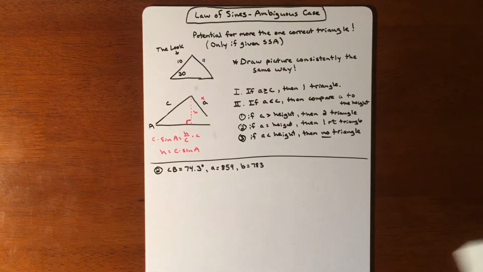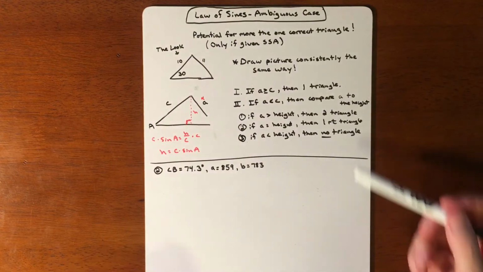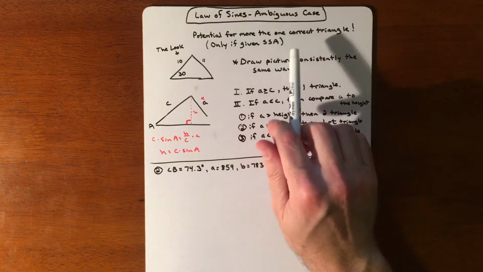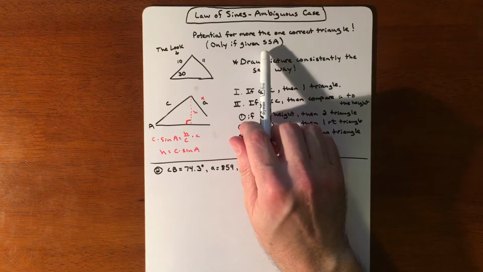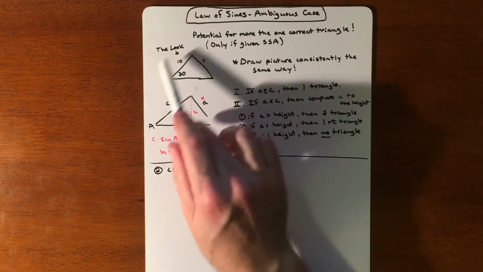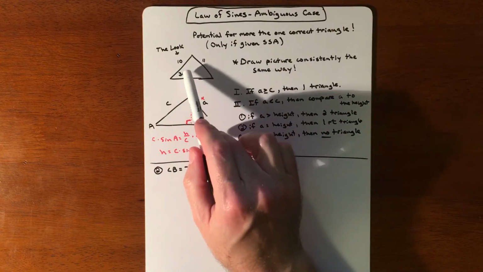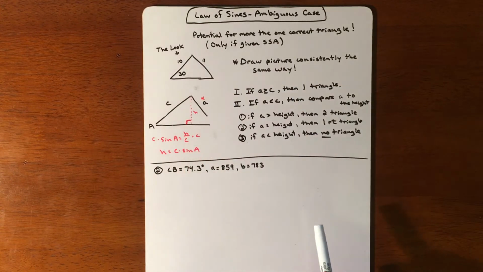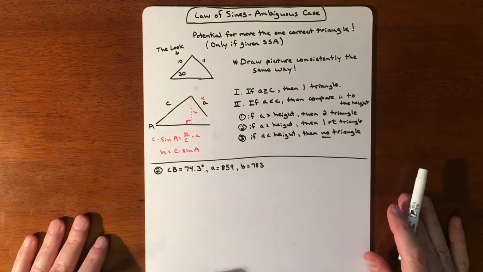All right, ambiguous case, this is going to be example number 2. Just a quick refresher. Ambiguous case is the potential for more than one triangle. It only happens if we have a side and an angle. So we have to have this look to it. We have the side and the angle across from each other and then one additional side. And then we'll talk about our scenarios that we got.